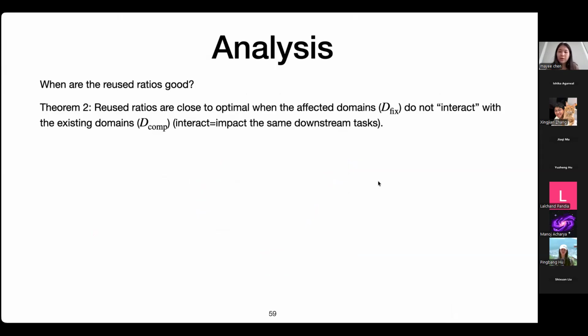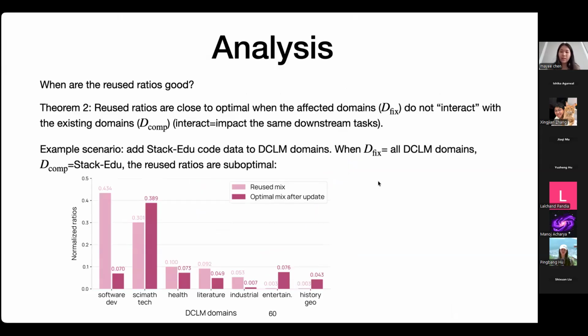And so the next natural question is, well, when is this p tilde that we're reusing good? And so our result says that the reuse ratios are good when the affected domains do not interact with the existing domains. So basically, the domain update doesn't really interact with the things that are not updated. And the paper has a more formal definition of what I mean by interact, as well as a more formal theorem statement. But to validate this, we are going to look at a case here where the reused ratios are bad, and that's because of this interaction of the affected and unaffected domains.